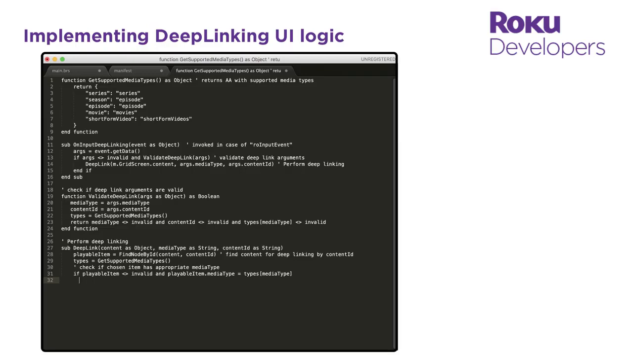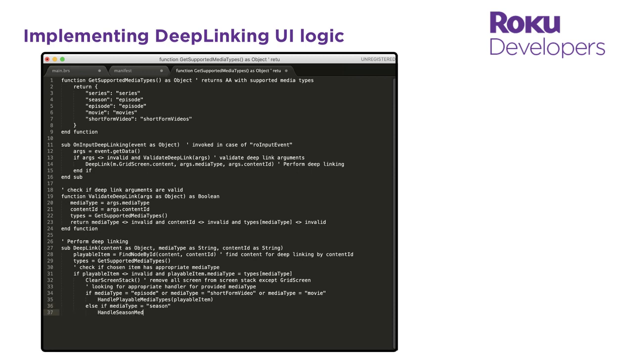If both conditions are true, let's call the clear screen stack method to remove all the screens from the screen stack except for the grid screen, and then call the appropriate handle media type method based on the media type of the content. So if the media type is an episode, short form video, or movie, we'll pass the playable item variable into the handle playable media types method. If the media type is a season, we'll pass the playable item variable into the handle season media types method. And finally, if the media type is a series, we'll pass the playable item variable into the handle series media types method. And we're done with this method.